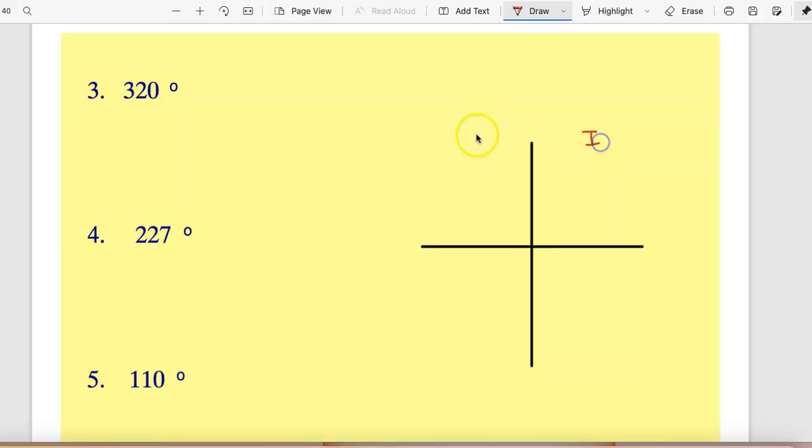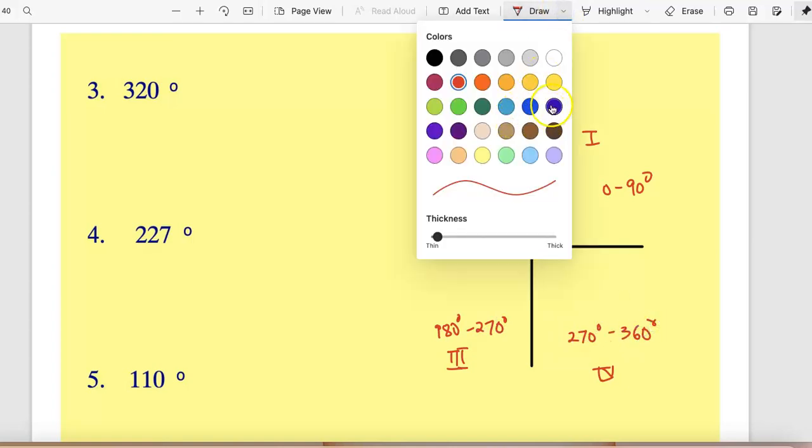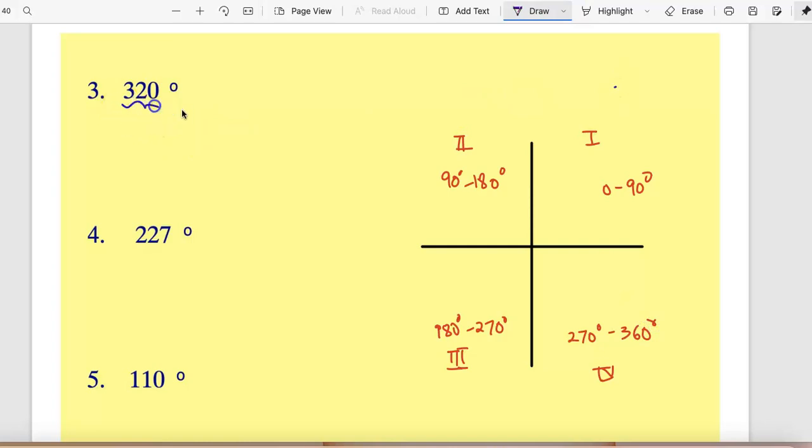All right, so this is your first quadrant, this is your second quadrant, this is your third quadrant, and this is your fourth quadrant. This is 0 to 90 degrees. This is 90 degrees to 180 degrees. This is 180 degrees to 270 degrees, and this is 270 degrees to 360 degrees. So now your job is to find out the given angles, where they go. 320 will be this part over here. So this is your fourth quadrant. Write it over here: fourth.